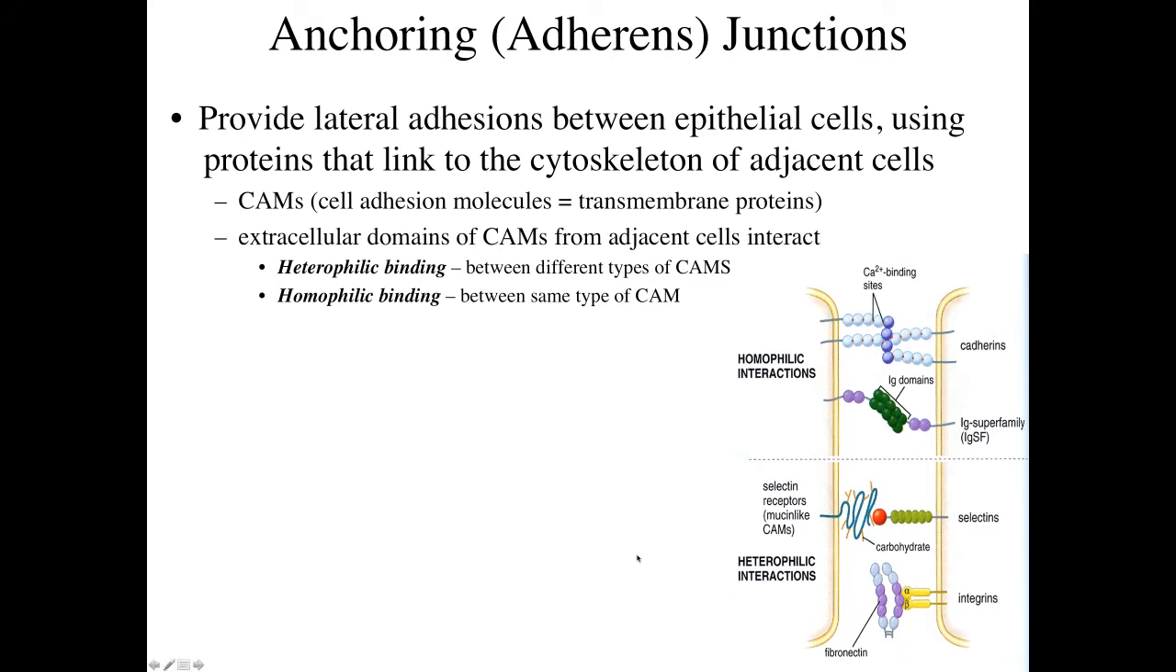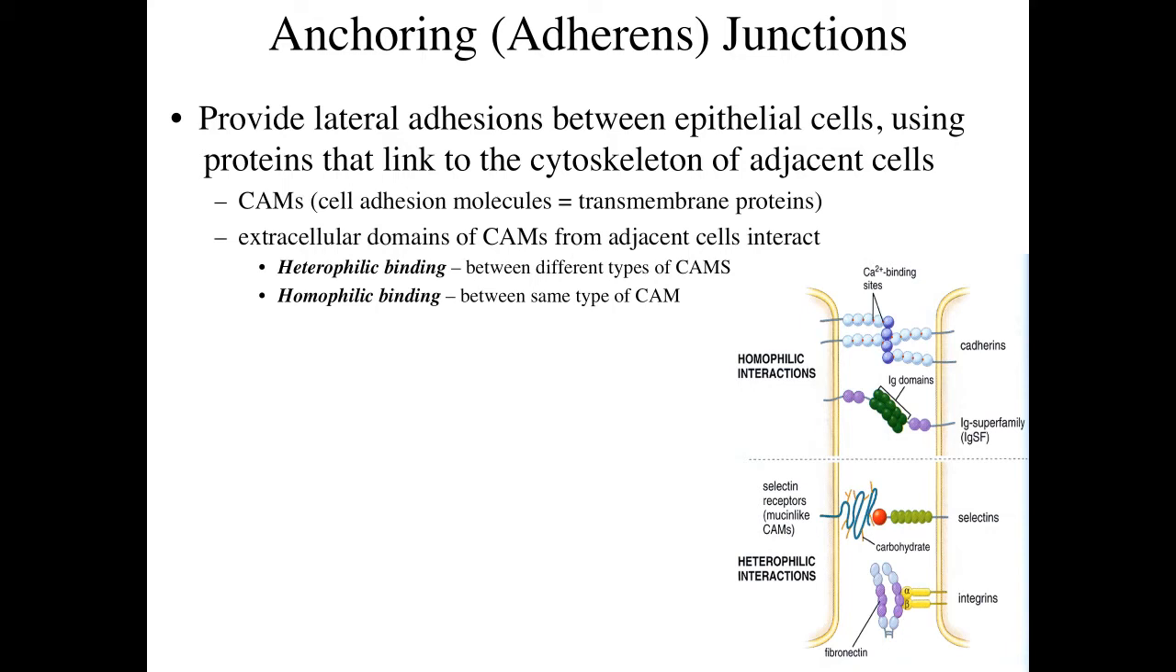Anchoring junctions provide lateral adhesions between epithelial cells. Integral proteins in one membrane link to cytoskeletal proteins, and the integral proteins in one membrane link to the integral proteins in another membrane, so you're essentially binding cytoskeleton to cytoskeleton from one cell to another. By virtue of these integral membrane proteins, these adhering or anchoring junctions contribute to the structural integrity of epithelium.